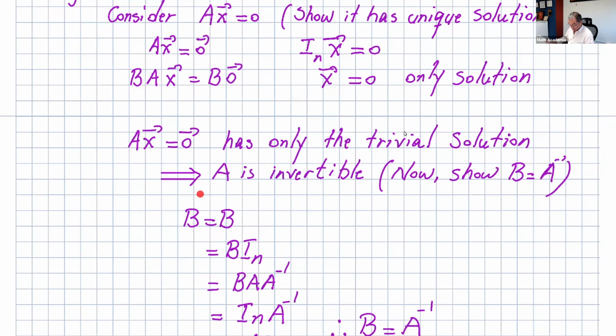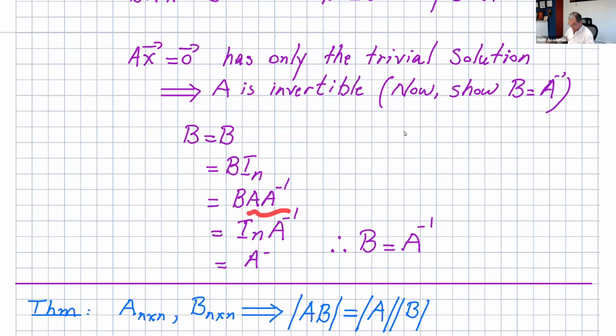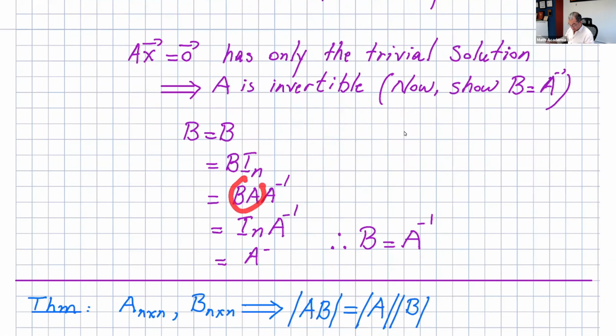So we can start by saying B equals B, then multiply by In. So B equals B times I, and I can be written as A times A inverse. So then we learned BA, if this is the inverse of that, BA is going to be In, and B equals A inverse. So we see that B equals A inverse. That's another way of showing this.